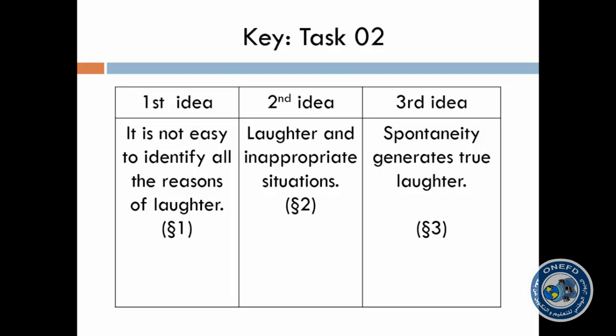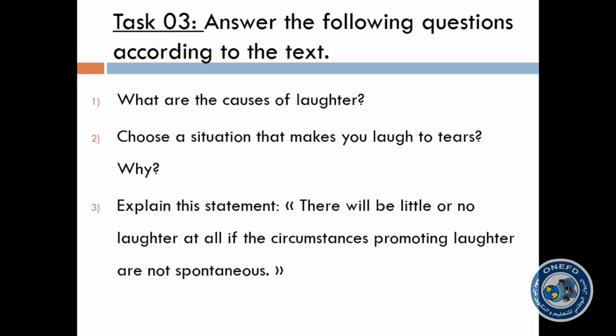So, since we have tested your level of understanding, let's test it in a deeper way. Task 3. Answer the following questions according to the text. I repeat, you have these 3 questions, you answer them according to the text. First question, what are the causes of laughter? 2. Choose a situation that makes you laugh to tears and why. Of course, you choose a situation from the text and you tell us why you chose this situation. Why does it make you laugh to tears?